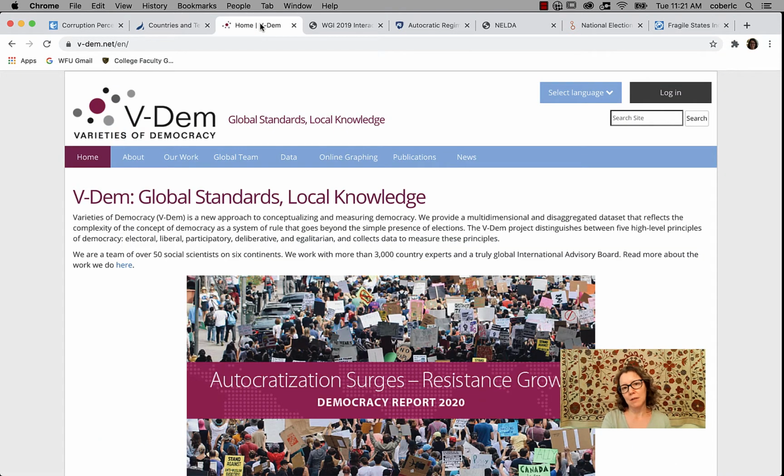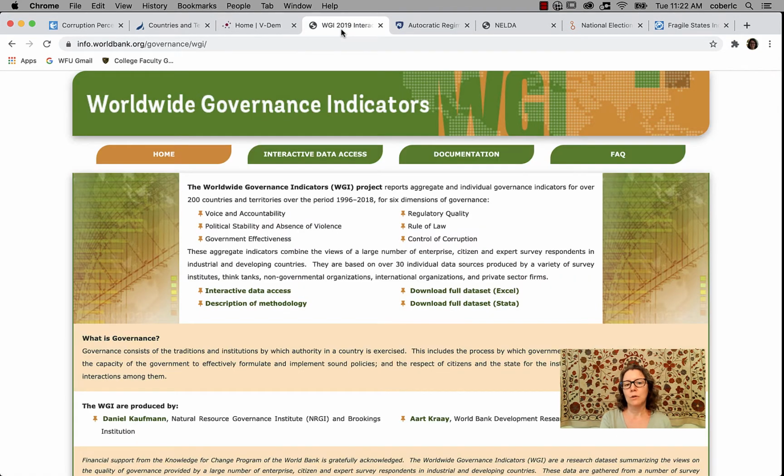The other type of data set available online is more academic. These can also vary really widely, from the Varieties of Democracy dataset, which has a lovely website and is built by a multi-university consortium. The Worldwide Governance Indicators are another example of an academic quality data set available online.